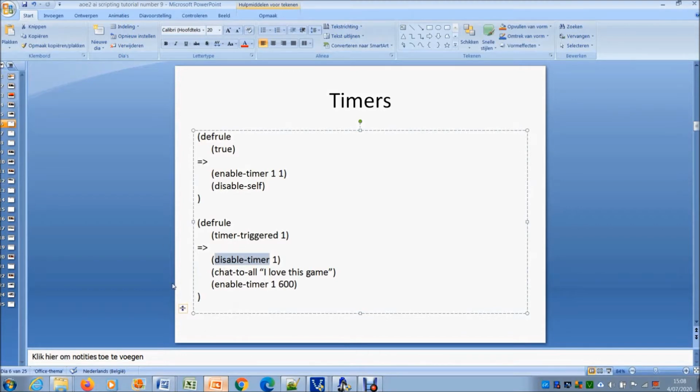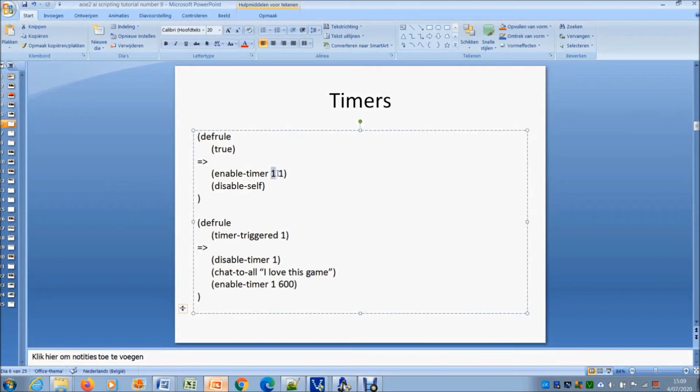triggered constantly. We chat to all I love this game, and then we enable timer 1 again for 600 seconds, which is 10 minutes. When it will be triggered again, disabled, it will chat I love this game every 10 minutes and re-enable, and so forth.